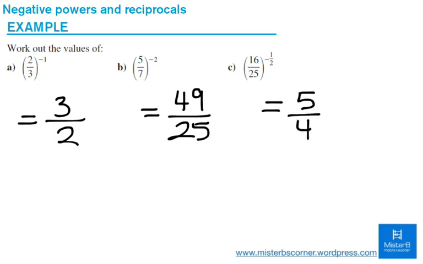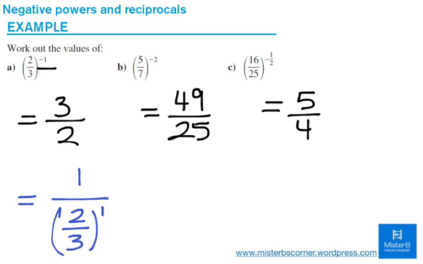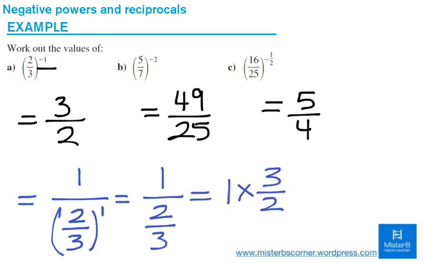The reason is that, well, just because it's minus 1, we're going to be writing this as 1 over 2/3 to the power of 1. So this will be 1 over 2/3, meaning 1 times 3 over 2. Remember, if you're dividing by a fraction, you can just flip this fraction and then write it as 3 over 2 to make it a multiplication. So it's going to be 3 over 2.